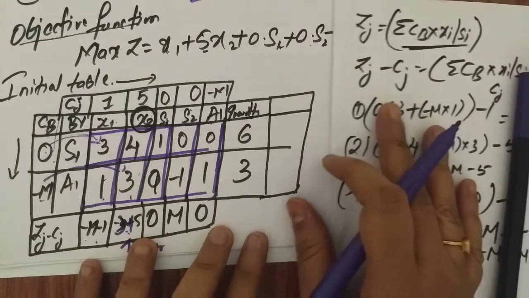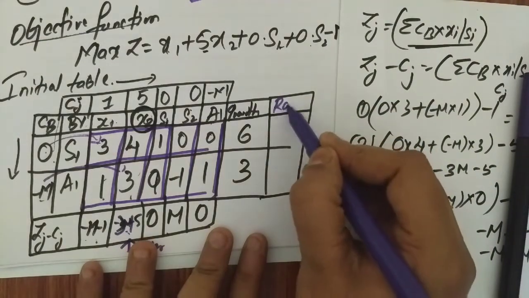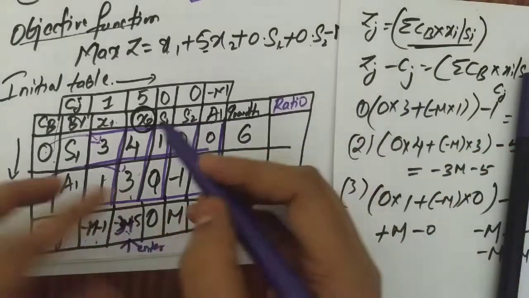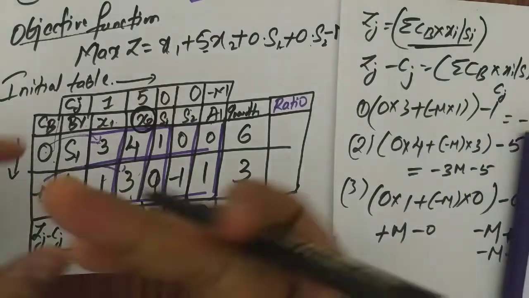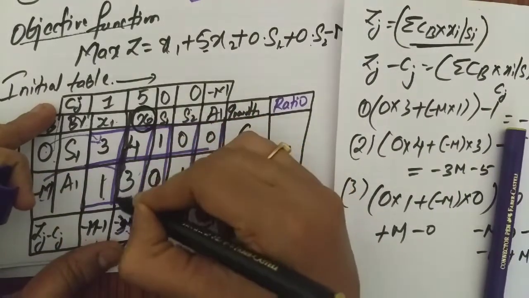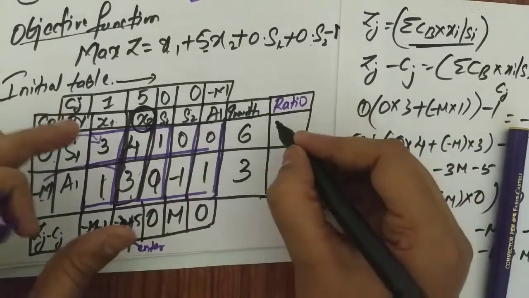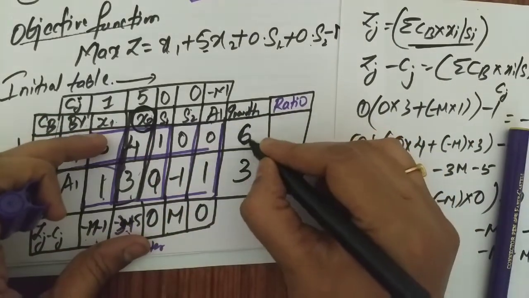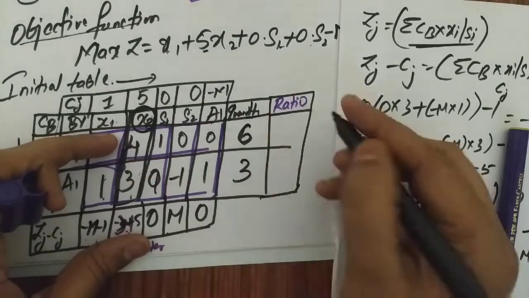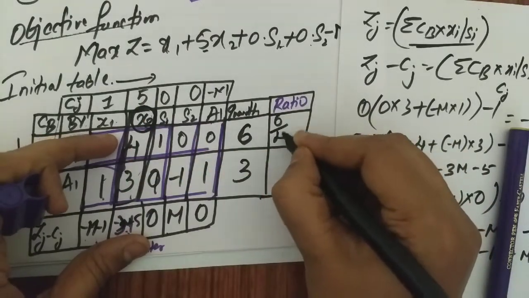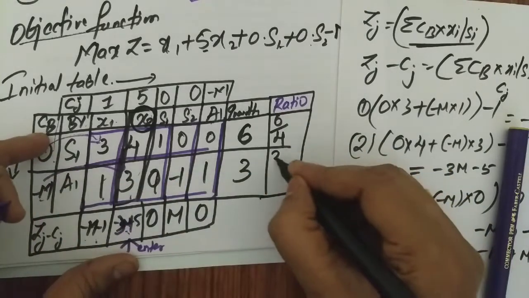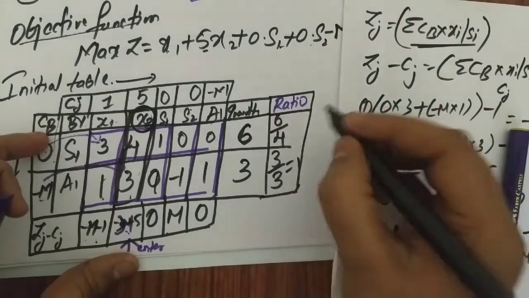So here we are going to use the simplex method that we have already learned. Find the ratio. So which column is going to enter, that you highlighted? This is the column which is going to enter. The ratio is nothing but the quantity divided by the entering column. So what is the quantity? 6 by 4. Here 3 by 3. So 3 by 3 is 1.